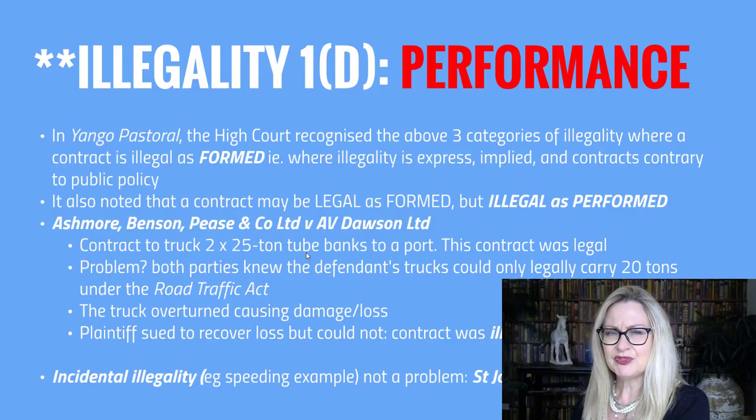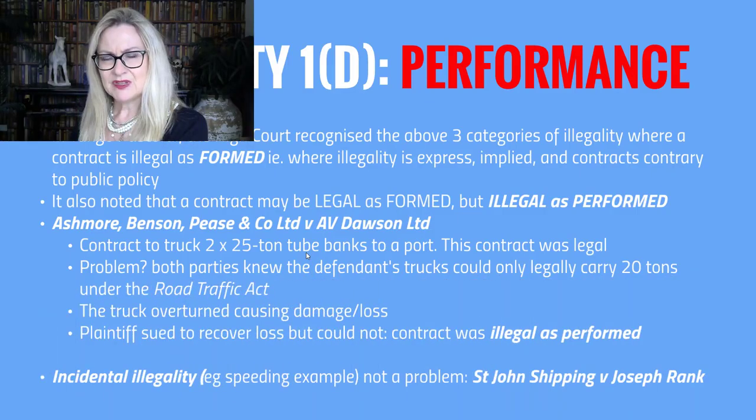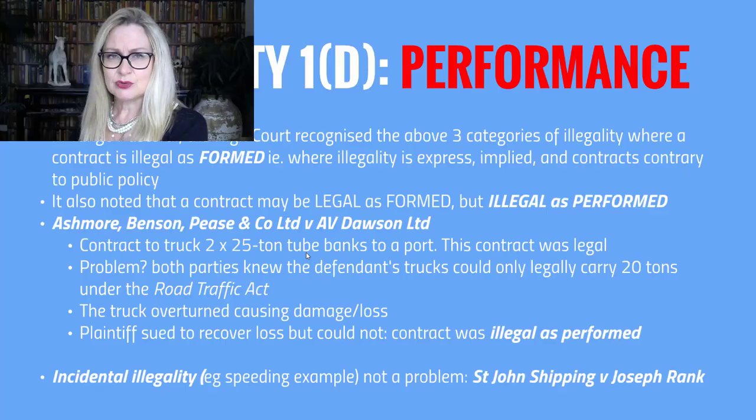However, you might get a contract that's perfectly valid and legal on its face, but the way that it's performed is the problem. A good example of this is the Ashmore Benson Peas & Co Limited and A.V. Dawson case. In that case, there was a contract to truck 2 lots of 25-tonne tube banks to a port for shipping elsewhere. That contract was perfectly legal on its face. The problem was that the defendant and later on the plaintiff were both aware that the defendant intended to use their trucks that could only carry a 20-tonne payload, and that was obviously illegal under the Road Traffic Act. You guessed it, the truck turned over while it was carrying these very large tube banks and caused the plaintiff loss.